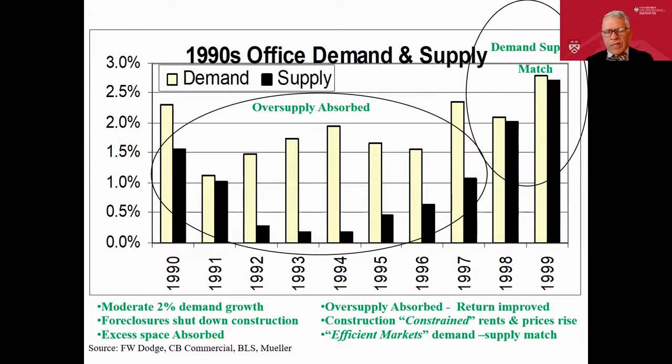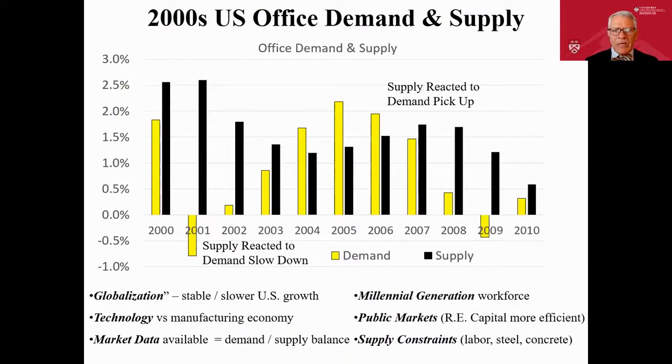And then in the 90s, you see that we literally shut down new construction because of all the overbuilding that we did, and we had a lot of foreclosures and that kind of thing, and no bank would finance a new office building. So office supply, the black bar, went to almost nothing in the mid 90s and then picked back up to only 2.5% in 1999, whereas we absorbed a lot of that oversupply with 1.5 to 2% demand growth throughout that decade. And very nicely in 1998 and 1999, we got demand and supply matching up. So we sat at a peak occupancy level or equilibrium level during that decade. Next slide.